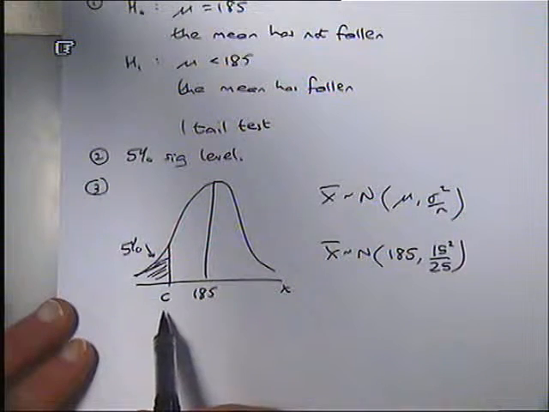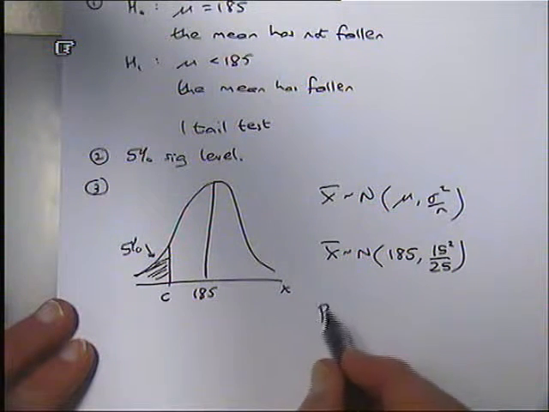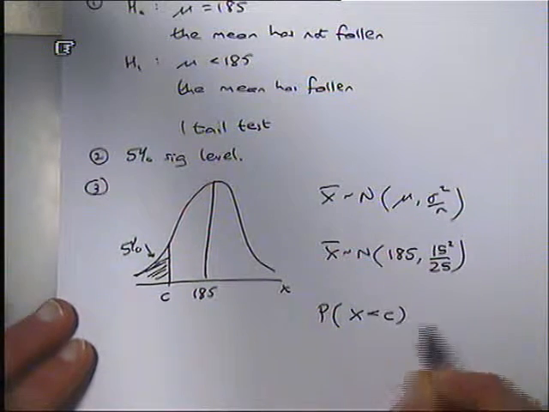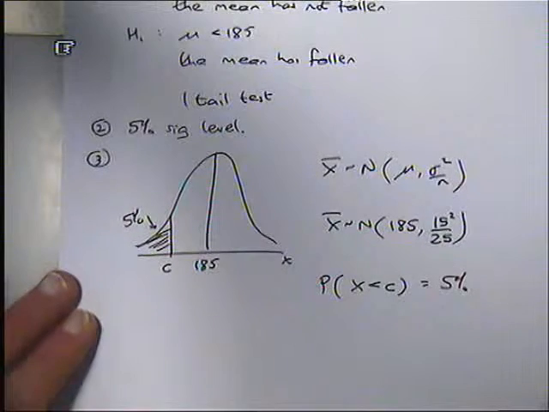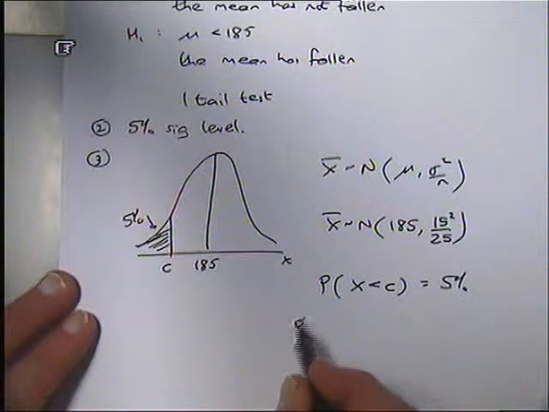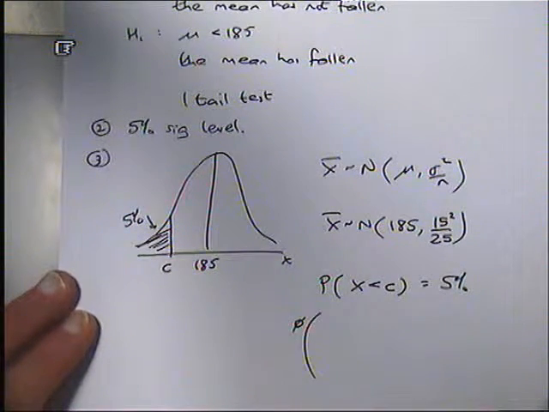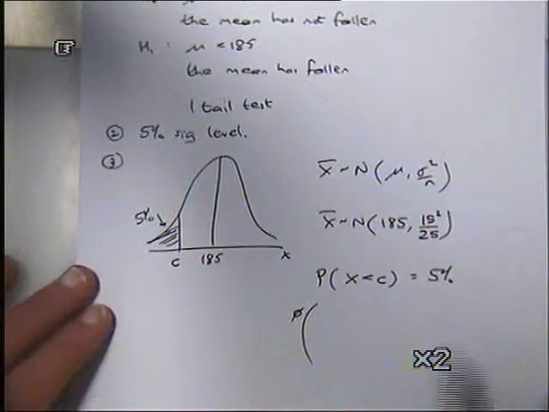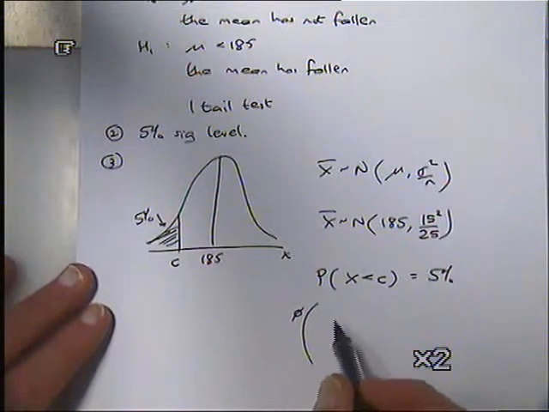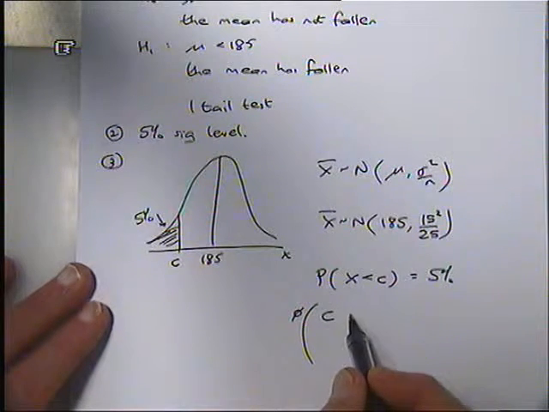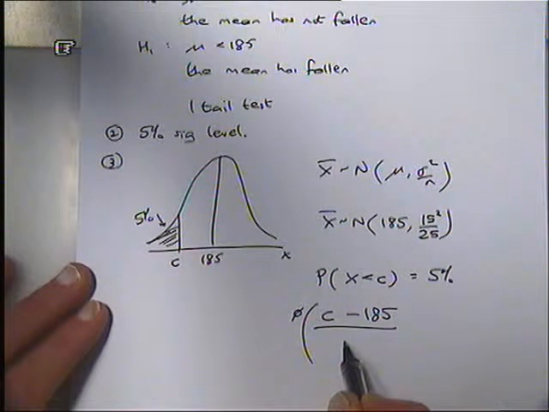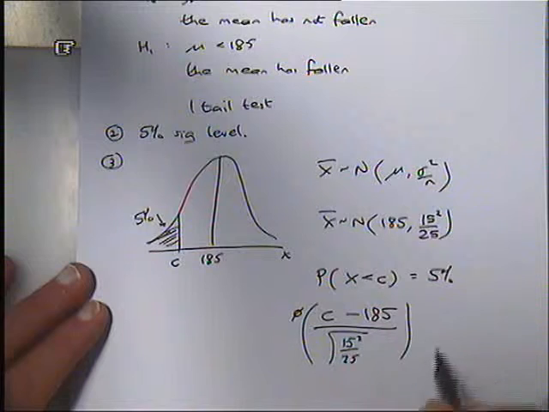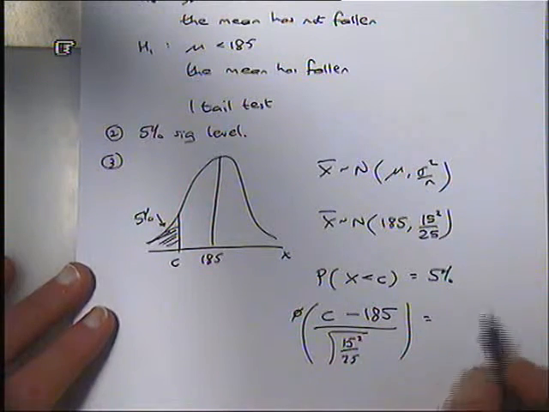And we want to find the value of C. So we want to find the probability that x bar is less than C is going to be 5%. And then we've been putting that straight into a phi notation. So can anybody tell me what's going to go inside this phi bracket? C minus 185, minus the mean, yep, over the square root of 15 squared over 25. Yeah, that's right. That is square rooted, put down there. 5%.